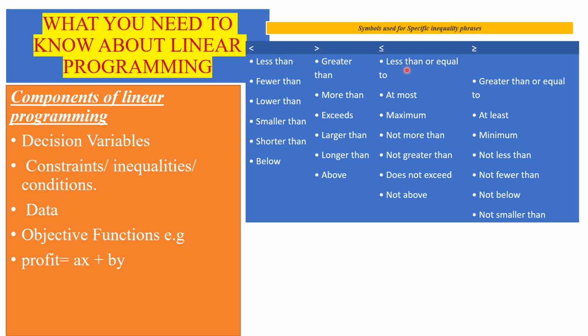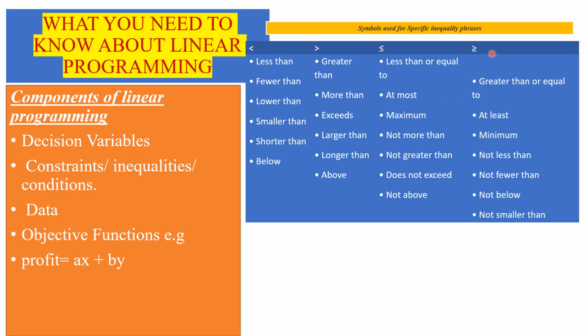For less than or equal to, when do we use it? After seeing the words at most, maximum, not more than, not greater than, does not exceed, not above. All these words just mean at most, less than or equal to, the maximum.